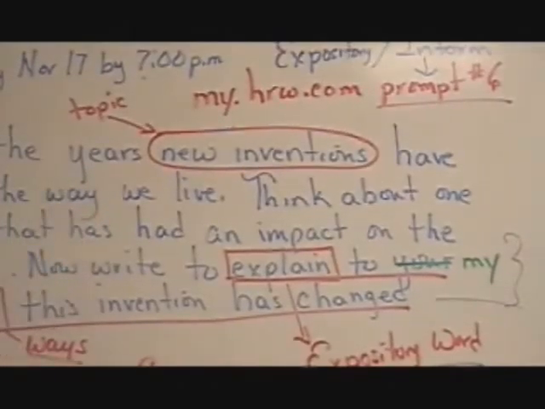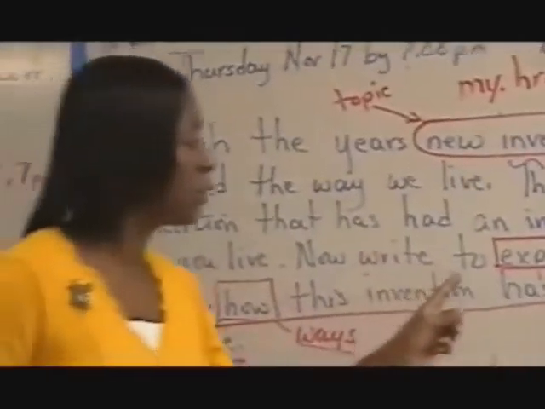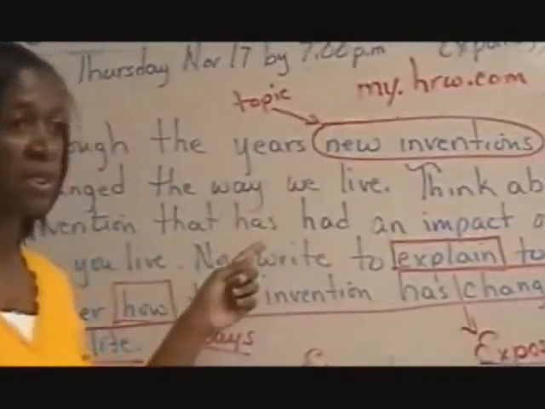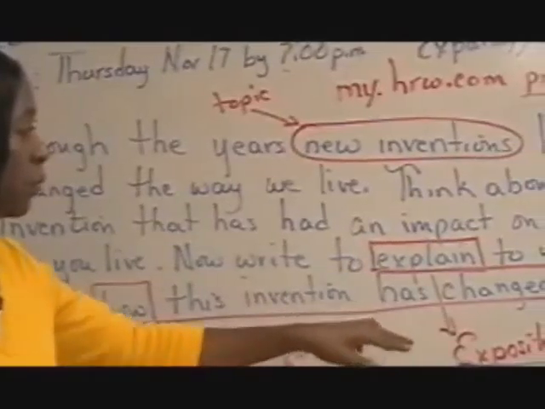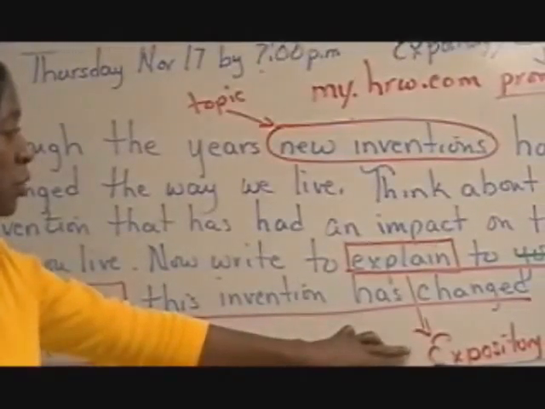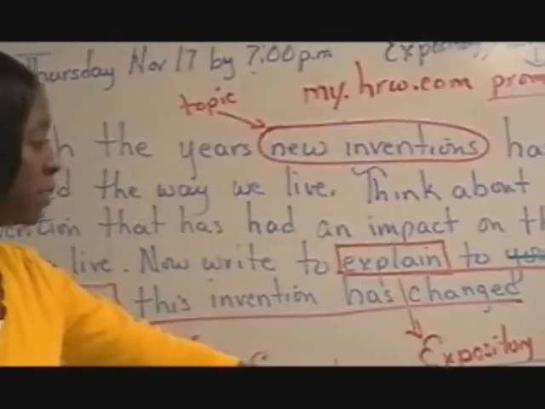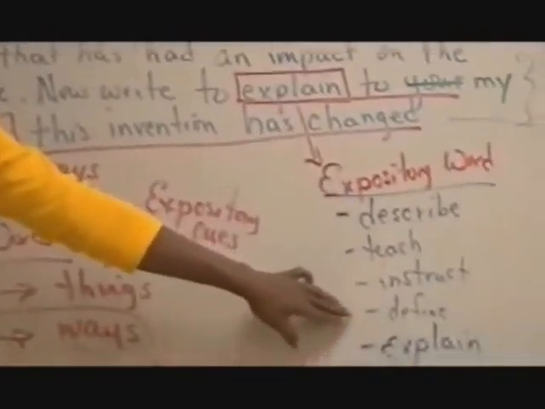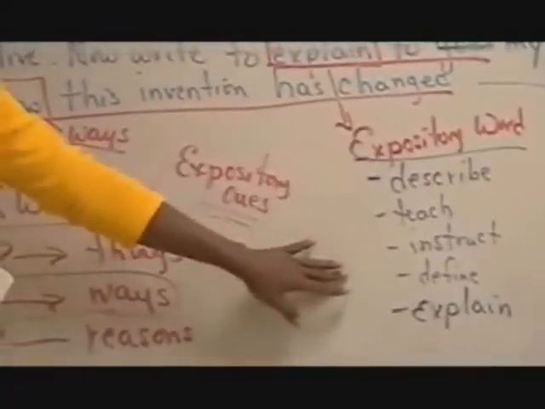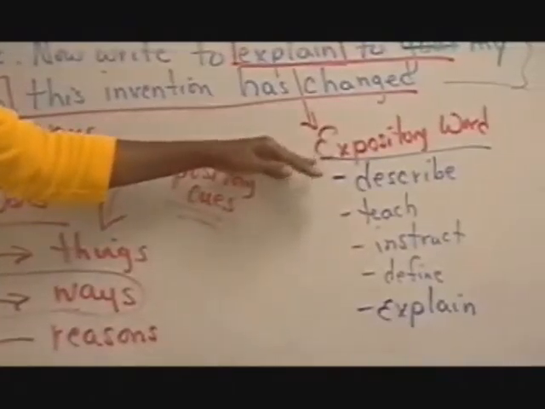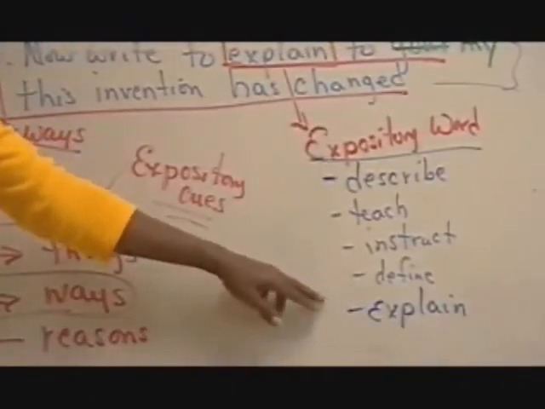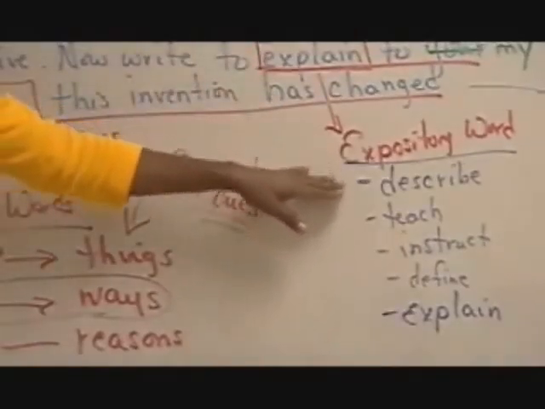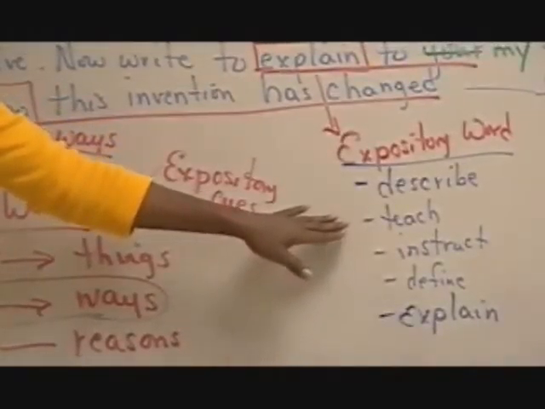The next thing I asked you to do was place a rectangle around words that let you know what type of prompt this is. When you talk about expository prompts, some words that you need to look for are describe, teach, instruct, define, and explain. And you will see this on your final. So if you ever see any of these words, then you know that you have an expository prompt. Does everybody understand that? Yes.